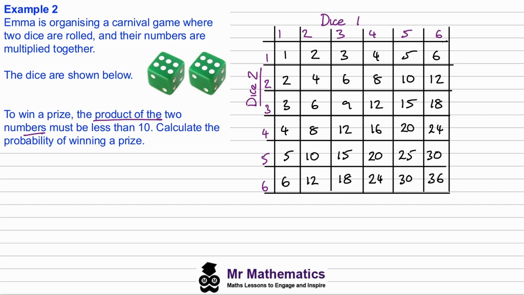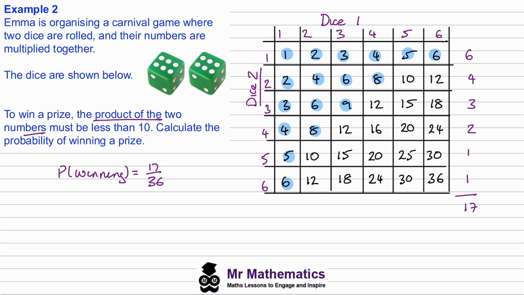And we're told that to win a prize, the product of the two numbers must be less than 10. So if we highlight all the numbers less than 10, you can see we've got 6, 4, 3, 2, and 1, which give us a total of 17. So the probability of winning would be 17 out of 36. You can see there's 36 possible outcomes within our sample space diagram.